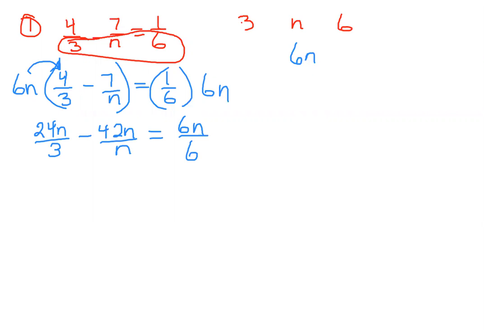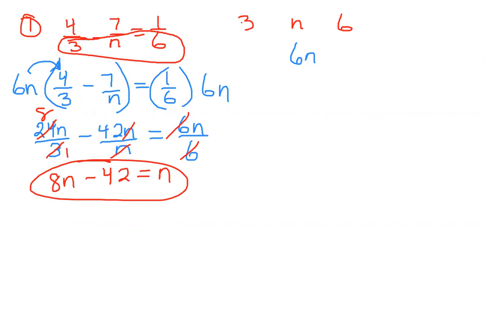And now we're going to reduce each of these. This becomes 8n, this becomes 42, and this becomes n. See what I did right there? 3 goes into 24 8 times. The n's can cancel, the 6's can cancel, and now I'm left with this, and I can solve this equation, and I get 7n equals 42, or n equals 6. And that's my answer. Okay?